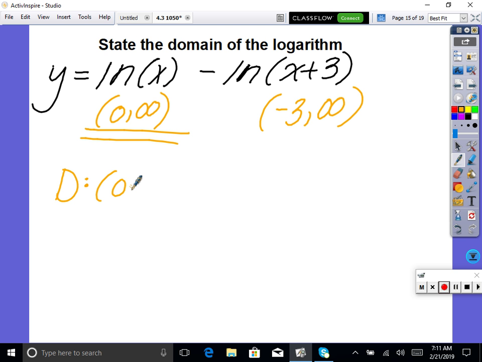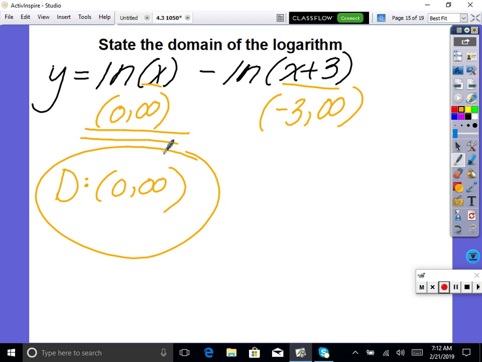0 to infinity. Because that works over here, doesn't it? And it works over here. So it's just got to work for both. Go with the most restrictive domain.